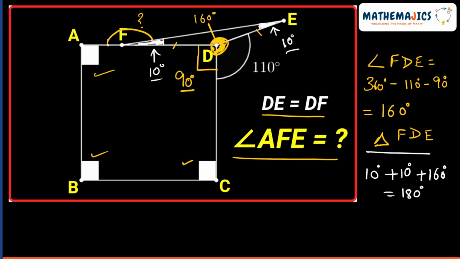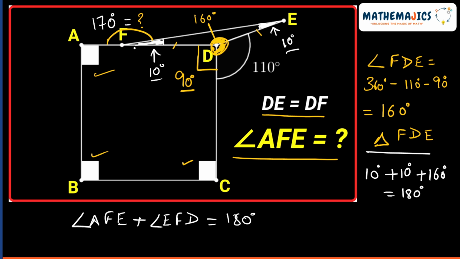We can easily find AFE now because angle AFE and angle EFD forms a linear pair. That means sum of angle is 180. If this is 10, what will be this question mark? This will be 170 degree. That means the answer for this question, angle AFE, will be 170 degree. This will be our final answer.